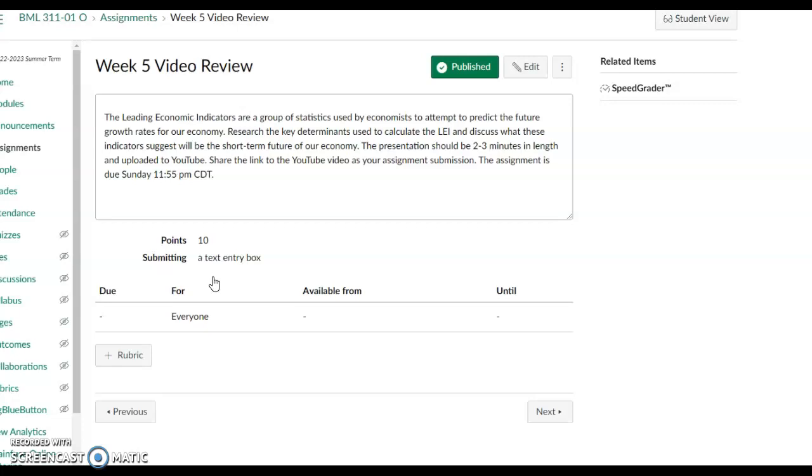Do not base this on the country that you're actually researching regarding writing your final paper, and you're comparing that with the U.S. economy. So base this only on the United States economy. This is going to be due, class, on Sunday night at 11:55. That will be next Sunday.